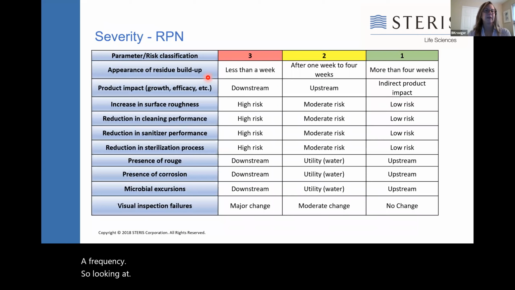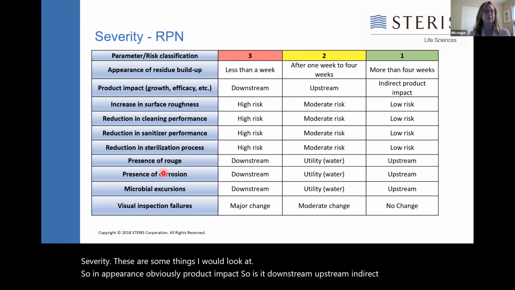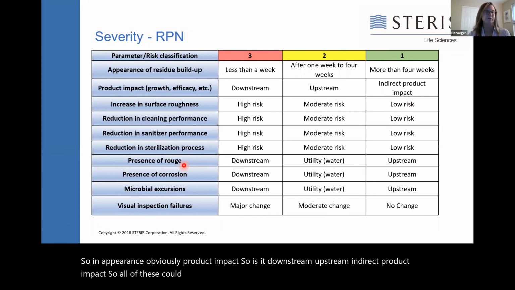So looking at severity, these are some things I would look at. So in appearance, obviously, product impact. So is it downstream, upstream, indirect product impact? So all of these could be used to assess severity. So presence of rouge, presence of corrosion, microbial excursions, visual inspections.